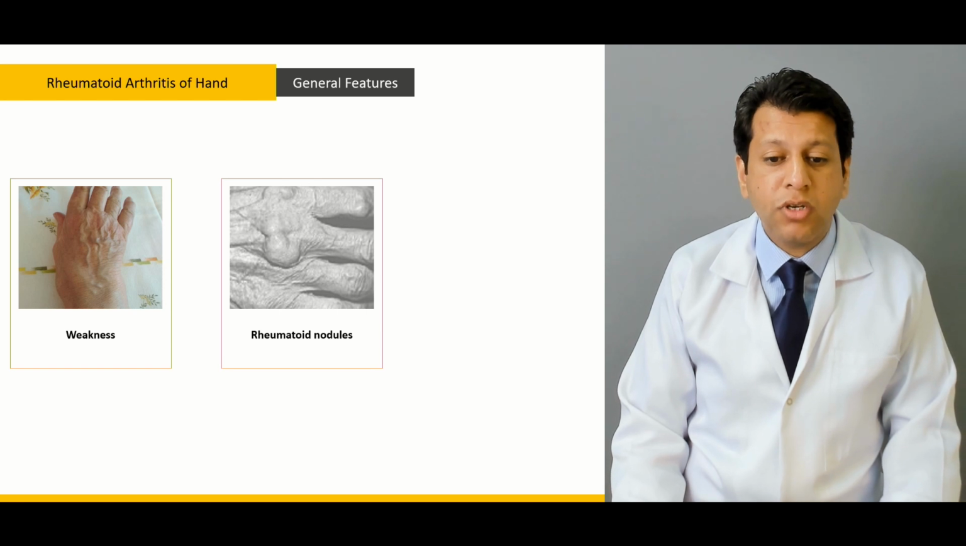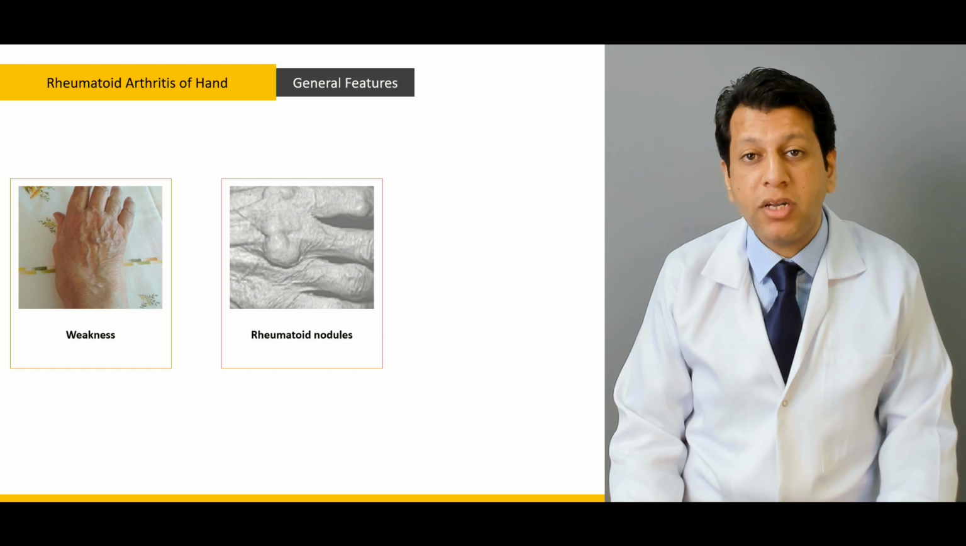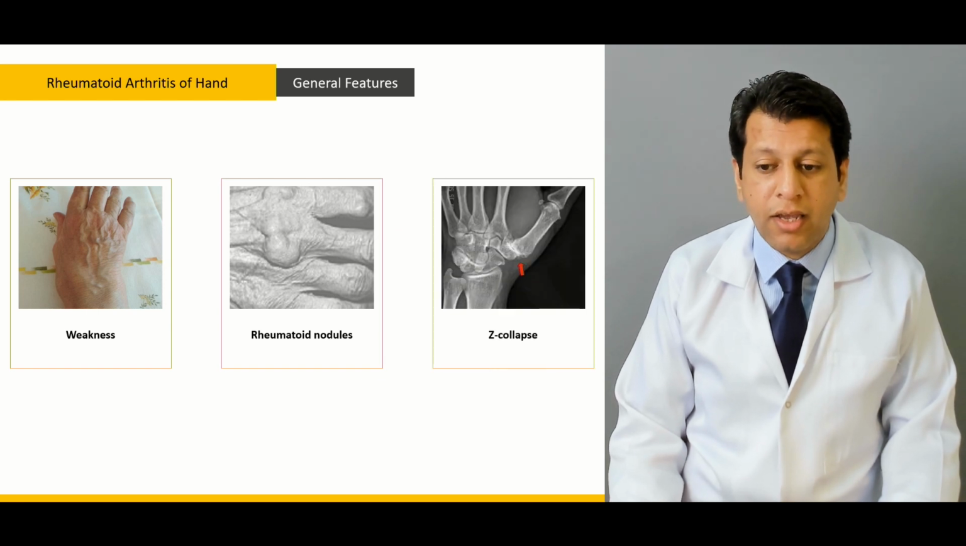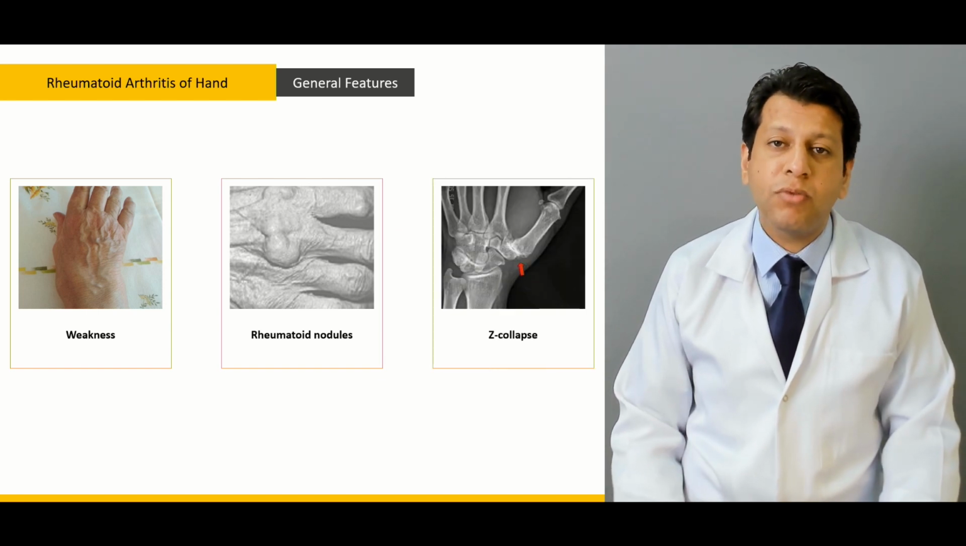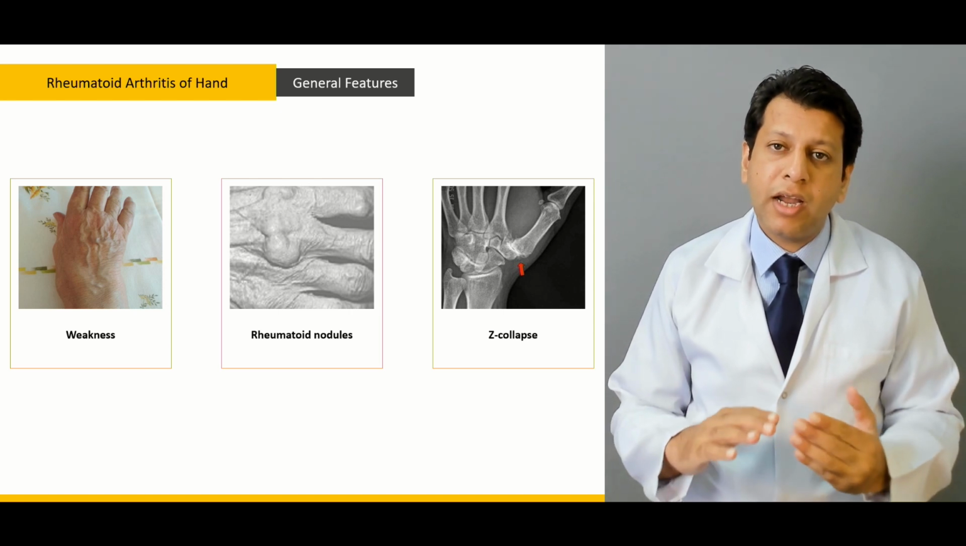There may be associated rheumatoid nodules which may be present on the hand as well as the elbow and other parts of the body as well. And this is called a Z collapse. Why do you call it a Z collapse?